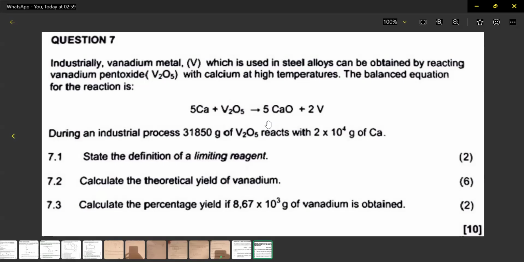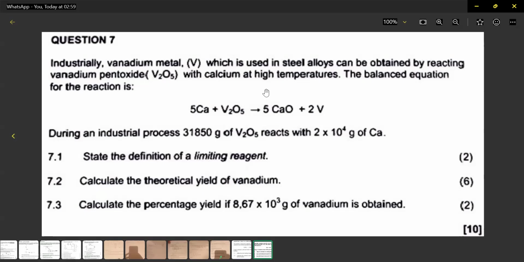And then the next one says, please calculate the percentage yield if 8.67 × 10^3 grams of vanadium is obtained. And I want you to realize they could have just said, calculate the percentage yield if this much vanadium is obtained, without even asking you 7.2. So they could have easily made it an 8-mark question or 7-mark question, okay?